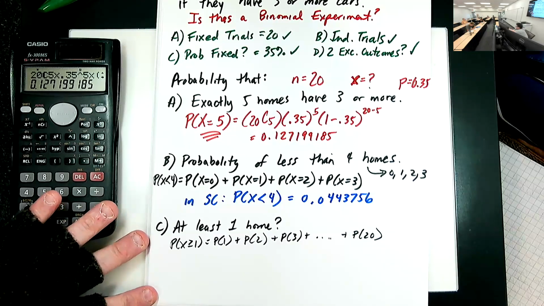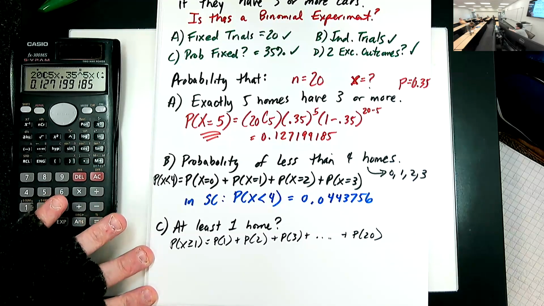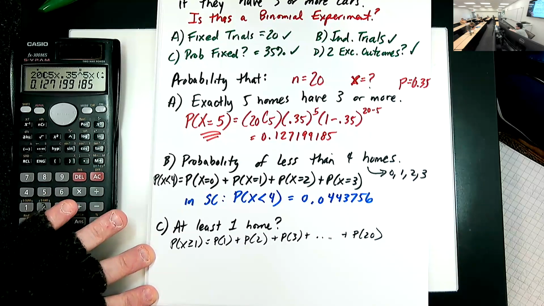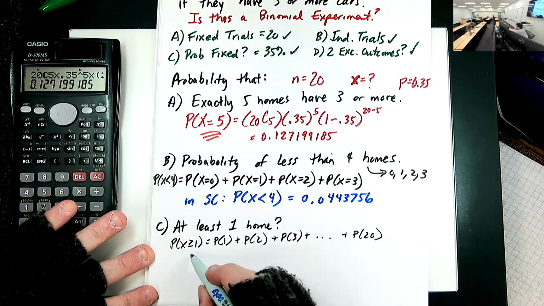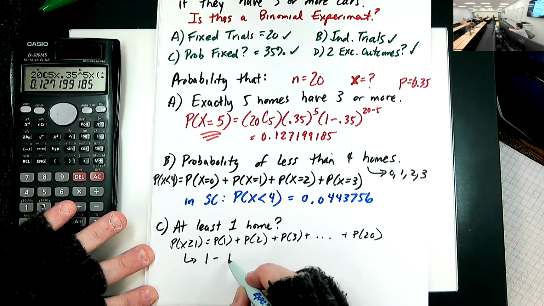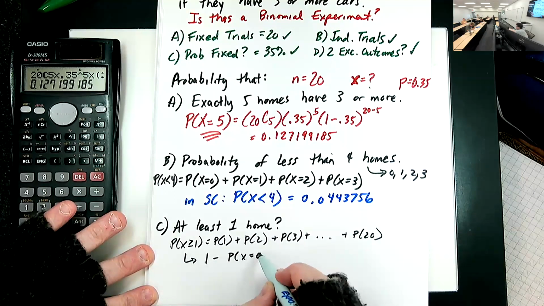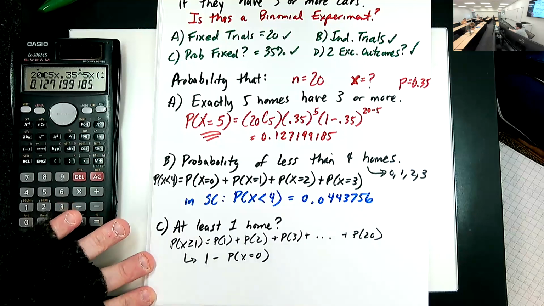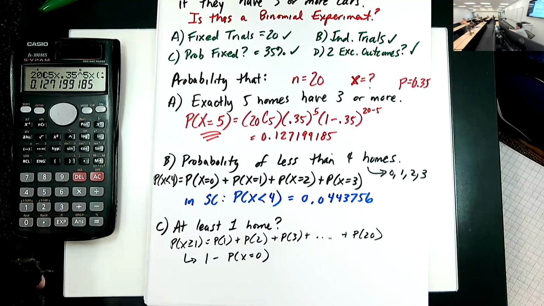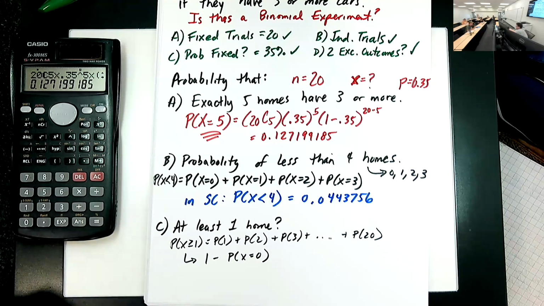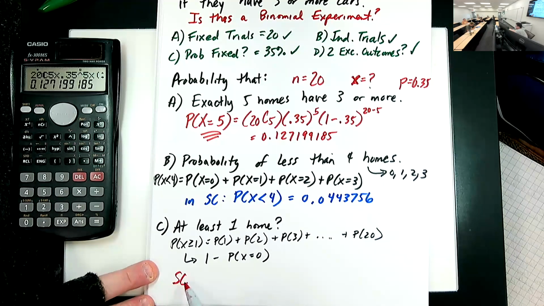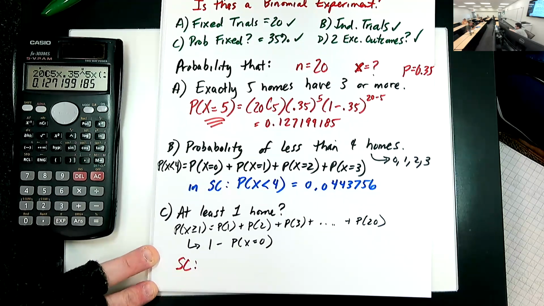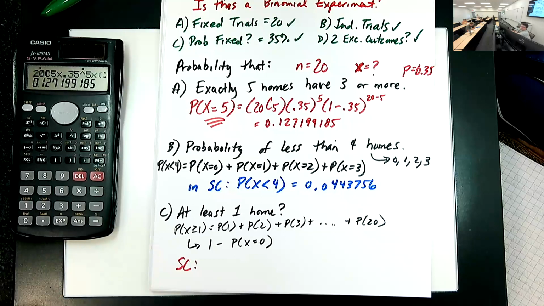Or you could work smarter, not harder, and do that whole complement rule. This is the complement: 1 minus the probability that X equals 0, which is the only one not in it. But you don't need to worry about that in StatCrunch. StatCrunch will just tell you. So we'll go look at that in a second after you're done writing that down.